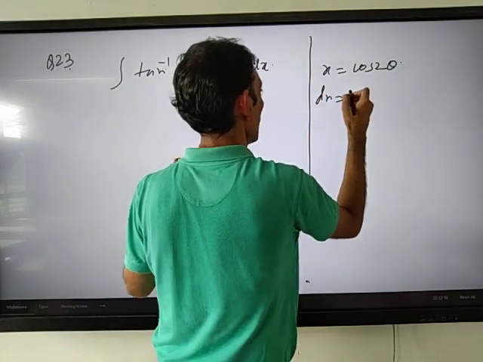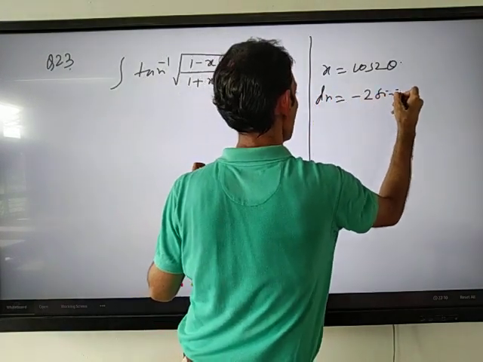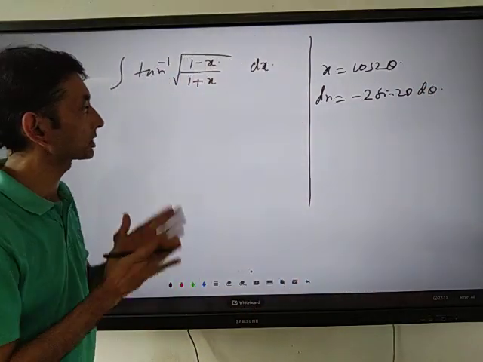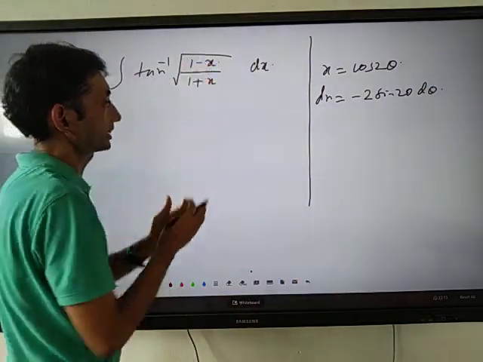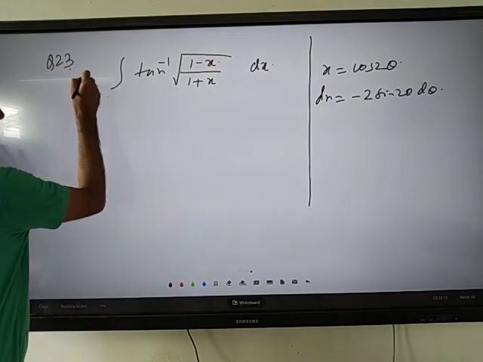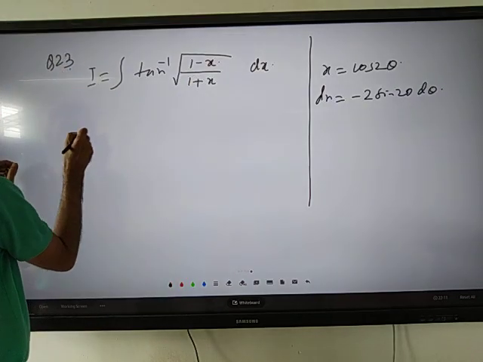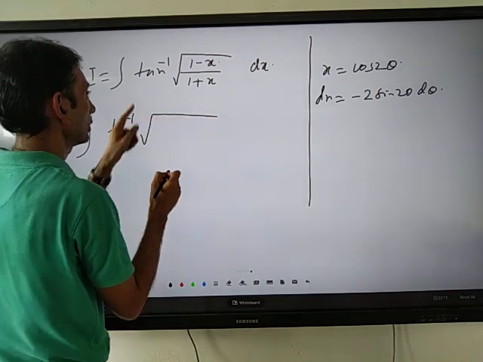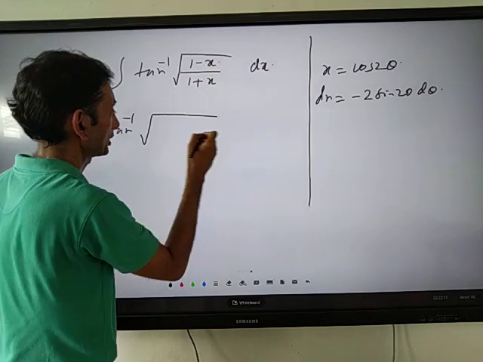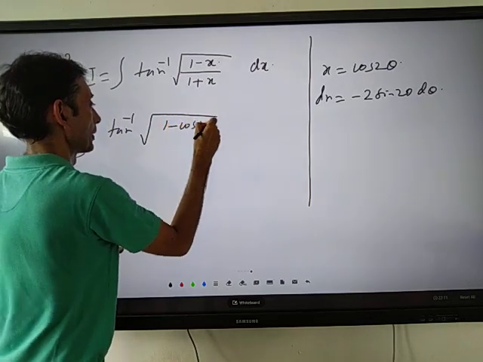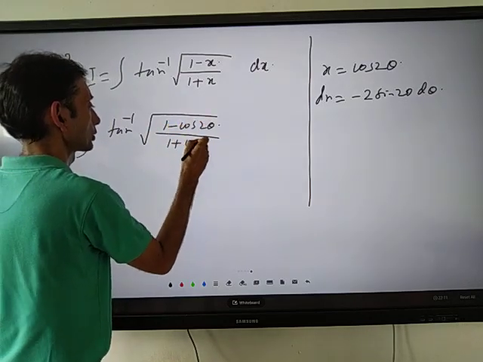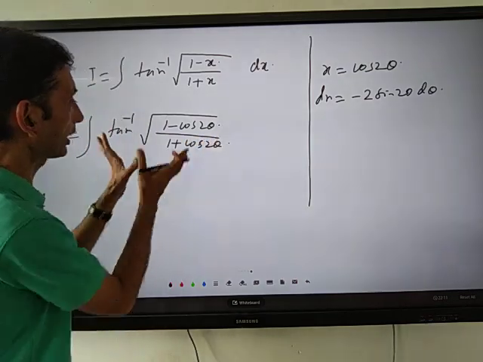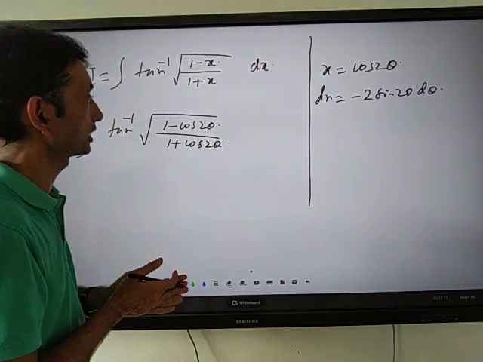If we differentiate, this is minus 2 sin 2 theta d theta. Remember this. And I already explained the logic behind the substitution of x equal to cos 2 theta. So this we can just consider as I. So tan inverse of 1 minus cos 2 theta over 1 plus cos 2 theta. I don't think I have to explain all these steps again, because I have just explained this type of question.